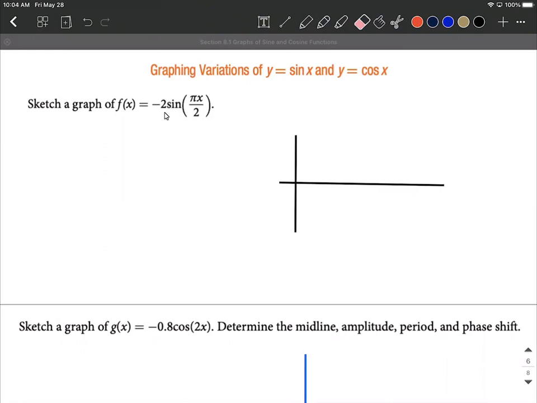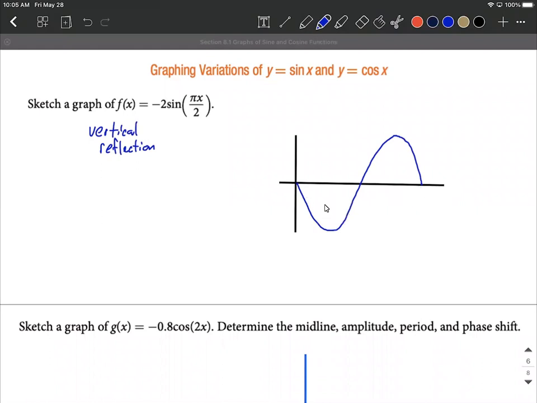So the first thing I notice is we have this negative attached to the entire function. What that's going to do to our graph is it's going to be a vertical reflection. All right, so basically the sine graph has been flipped upside down. So it's going to start at the origin as it normally does, but it's going to go down first, then up, and complete its first period back here at the x-axis. All right, so I'm just going to sketch that in.